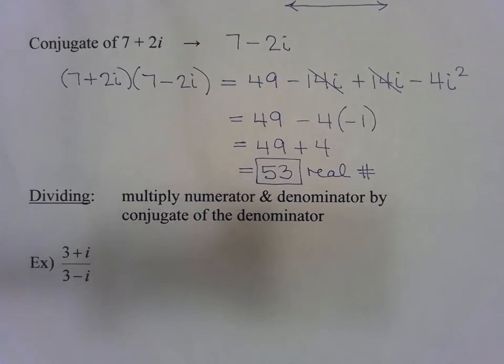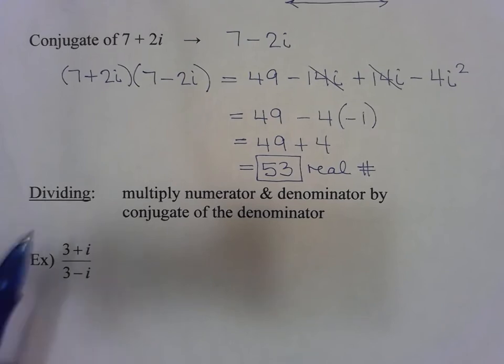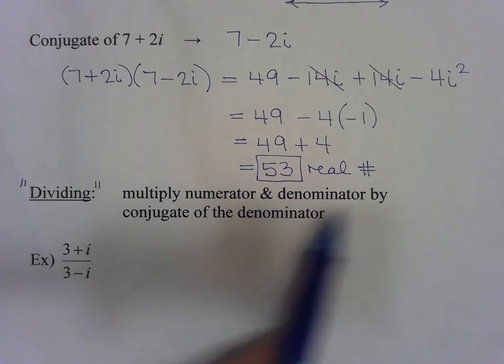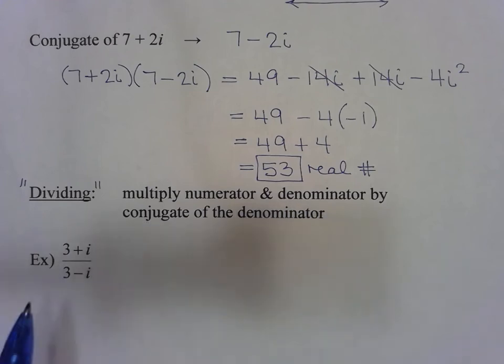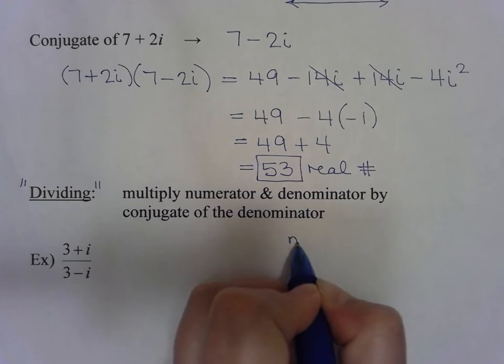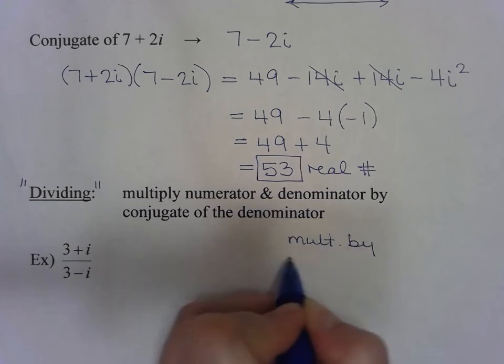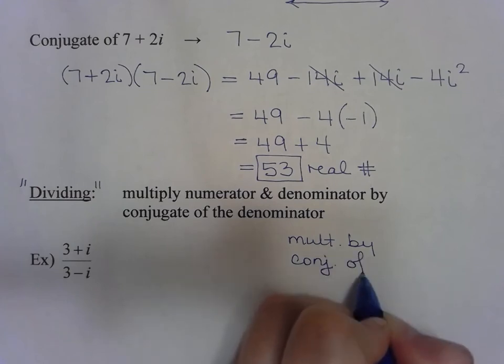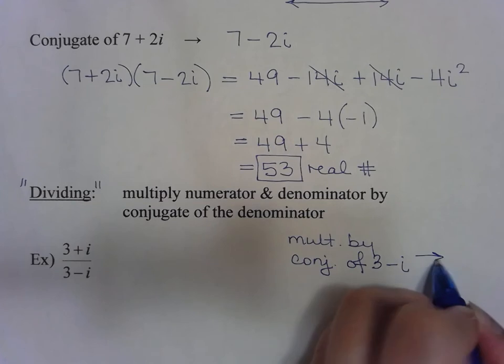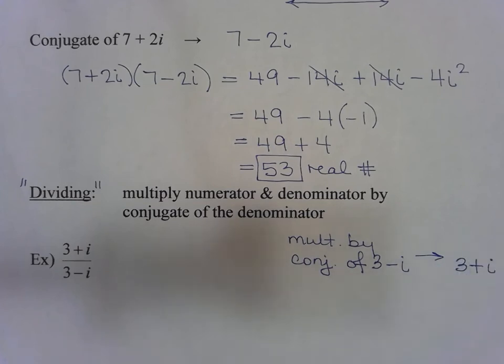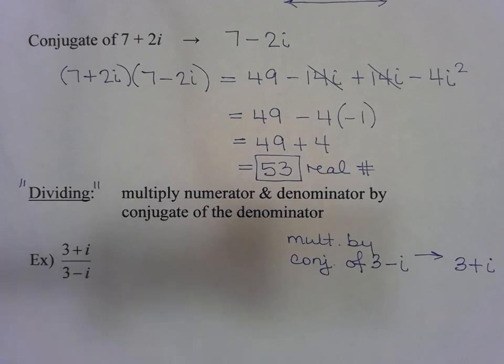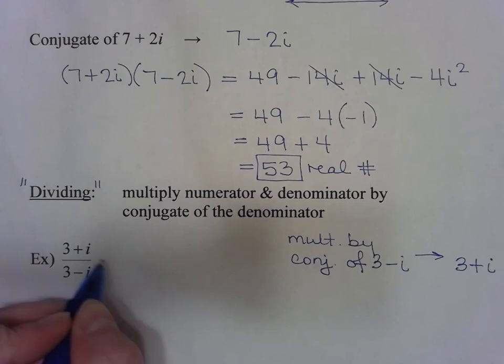Okay, so we don't really do division for complex numbers. We use the conjugate, kind of like rationalizing the denominator. So to divide, I'll put it in quotes, to quote divide, we're going to multiply the numerator and the denominator by the conjugate of the denominator. So we look at the bottom and we find its conjugate. So we're going to multiply by the conjugate of 3 minus i, which is 3 plus i. This time it just happens to be the same as the numerator. That's not always going to be the case. That's just a coincidence.